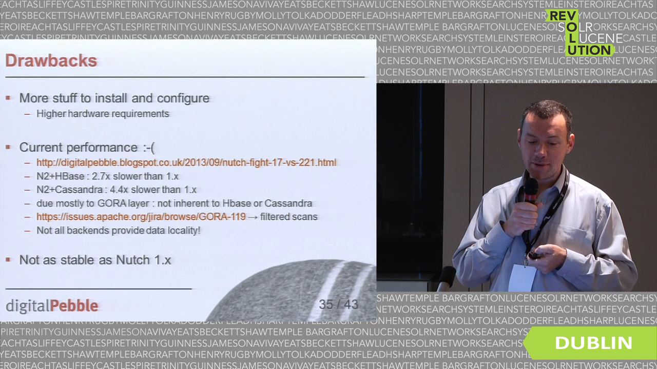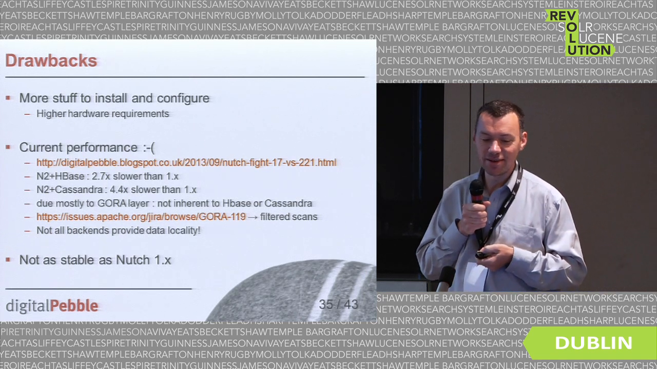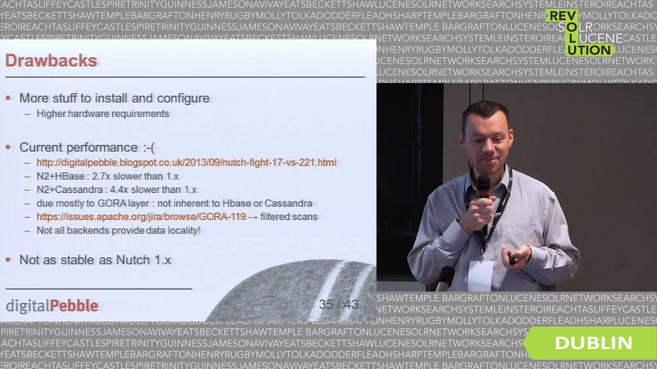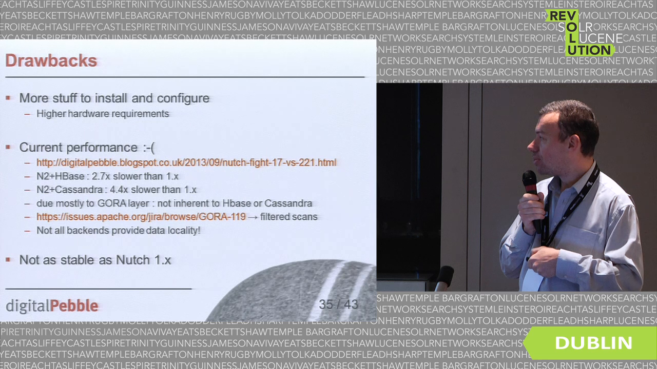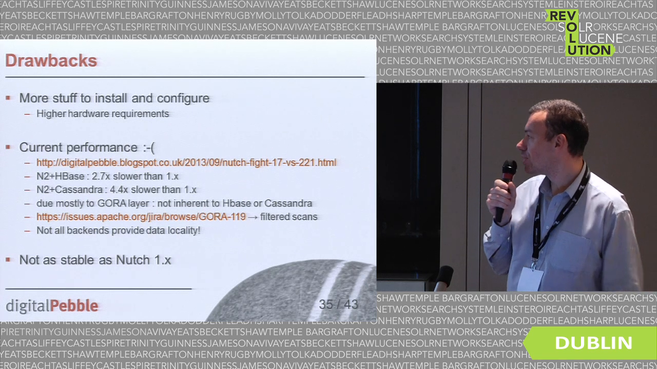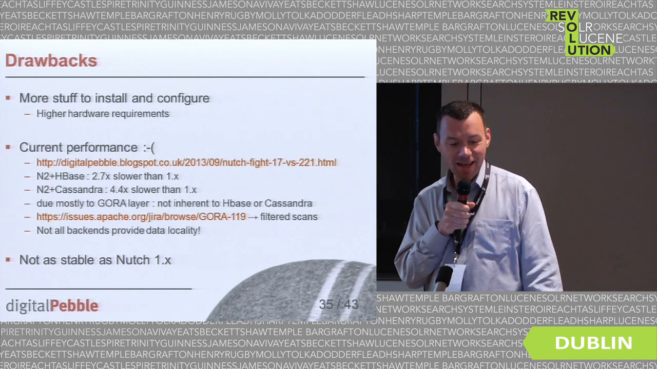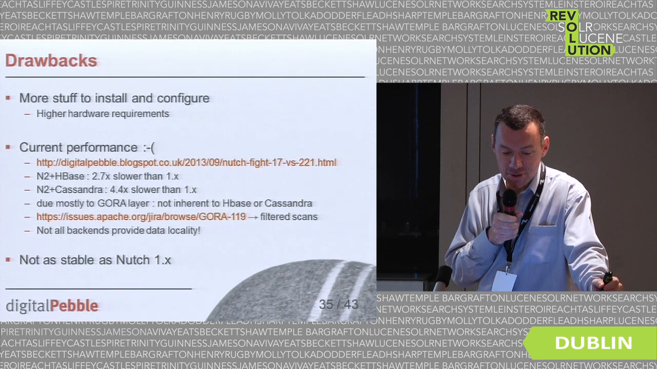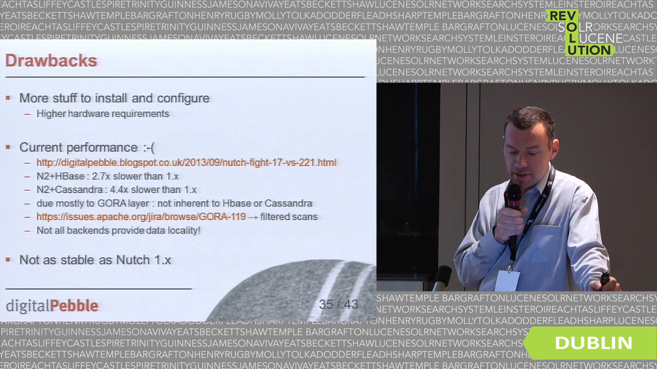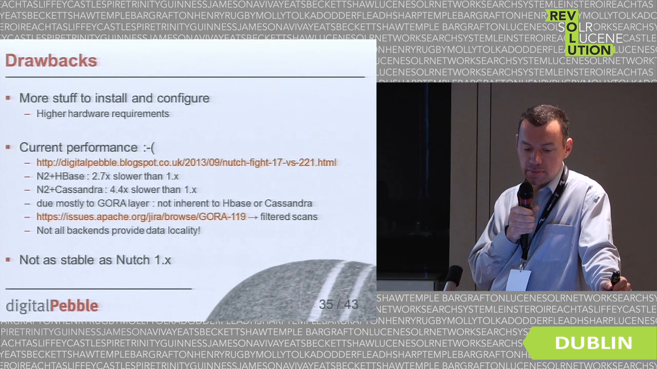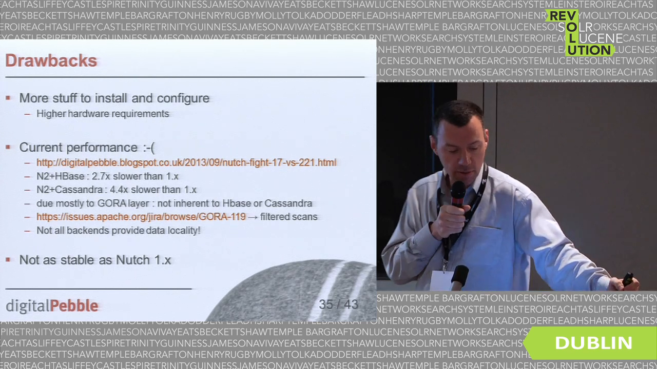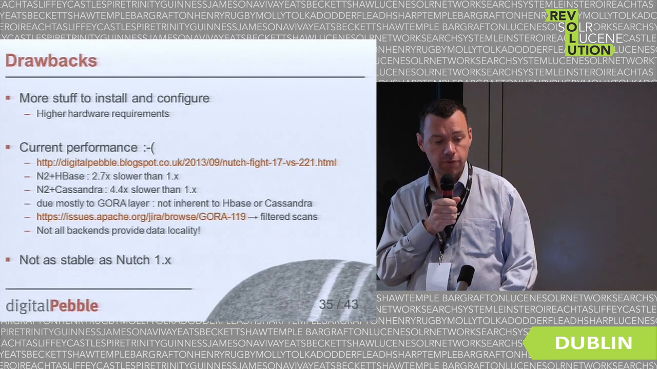Now one of the problems with Nutch 2 is the performance as it currently is. Here is a link to our blog about a comparison we did between Nutch 1 and Nutch 2. And it's not really flattering for Nutch 2. We found that on average, Nutch 2 on HBase was 2.7 times slower than using Nutch 1. The one on Cassandra was 4.4 times slower.